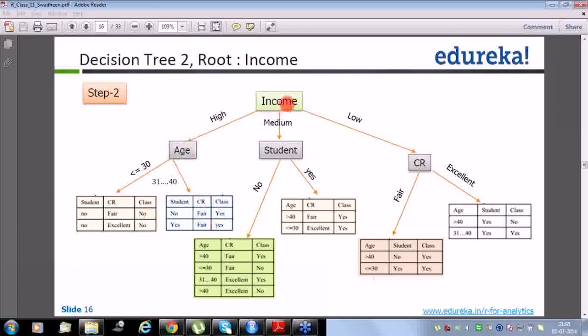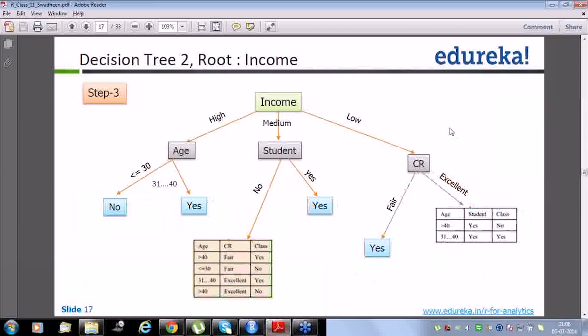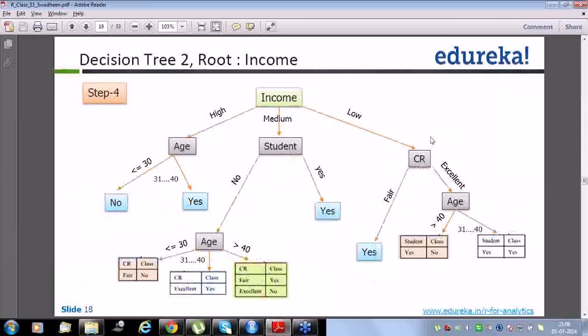If he is in the medium income group and is not a student, we are not sure yet. If he is a student, then we can say that he will buy the computer. If he falls into the low income category with fair credit rating, he will buy the computer. But if he has an excellent credit rating, we are not sure. So we are not sure in 2 situations. That means this tree has to grow further. So in this way there's a full grown tree where we reach the conclusion.